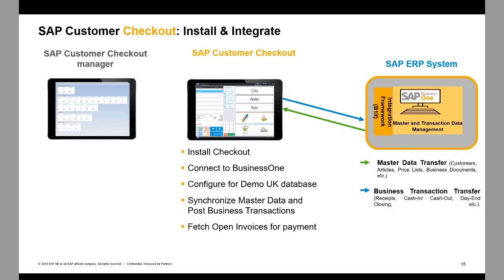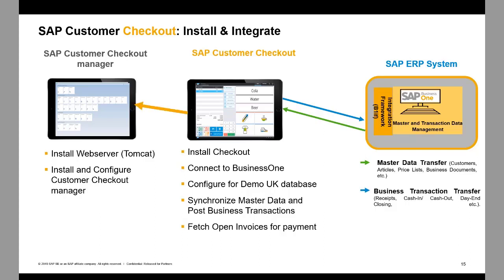Then we will continue with the second component of Customer Checkout, which is SAP Customer Checkout Manager. For Customer Checkout Manager, you need a web server. So I will start with installing Apache Tomcat as the web server. Then I will install Customer Checkout Manager and I will configure SAP Customer Checkout Manager. This means that the Customer Checkout will be connected to the Customer Checkout Manager as well. After that, I will show you some central functions which use Customer Checkout Manager and SAP Business One. So all the three systems are connected.